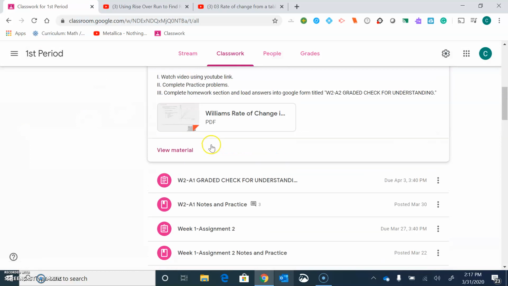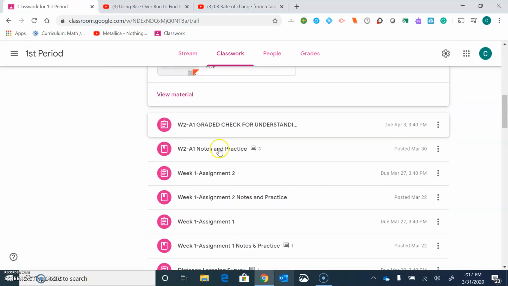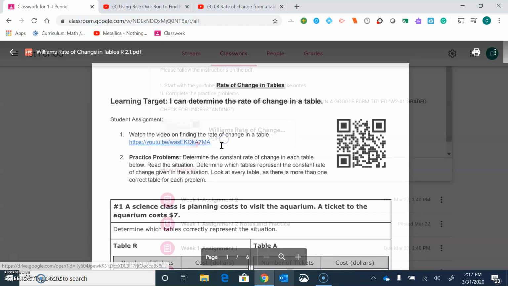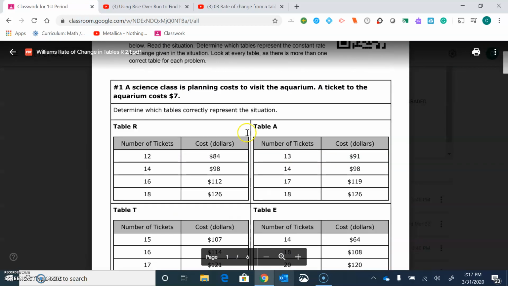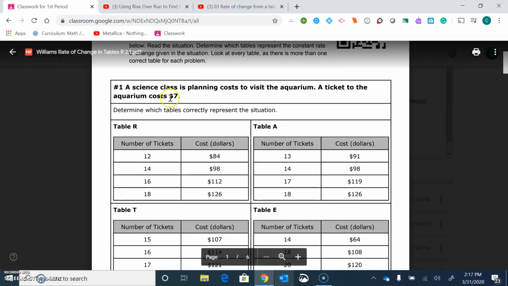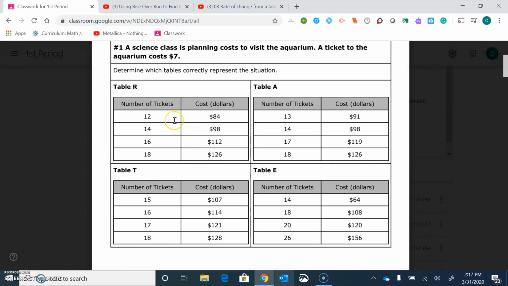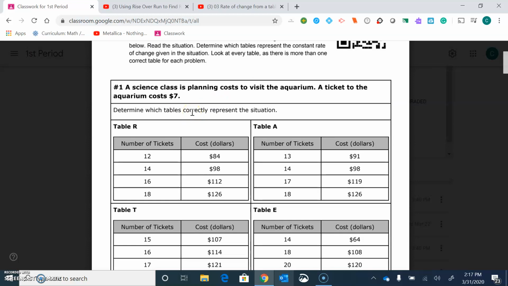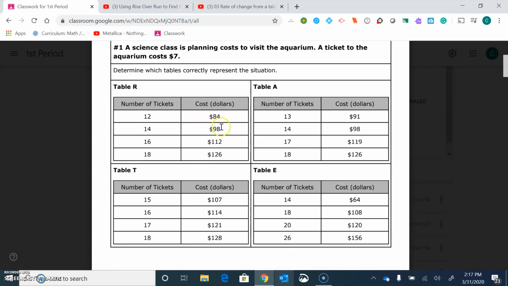If we go to the first one, week 2, assignment 1, okay, it gives us these tables. On these tables, we have a science class planning the cost to visit the aquarium. A ticket to the aquarium costs $7. So what we do here is figure out which one of these tables equals $7 for one ticket. In order to find that, I can find the rate of change.